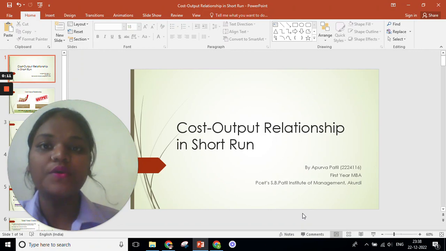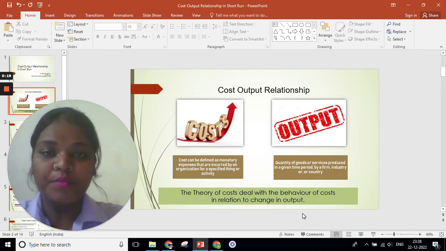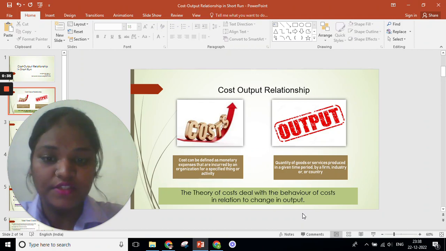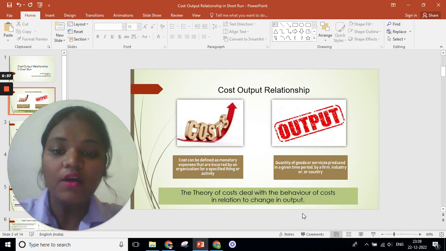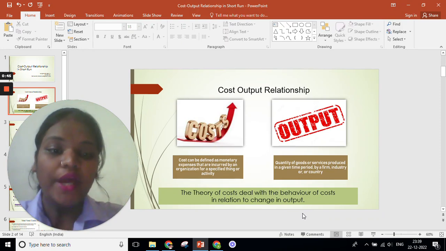Today I am here to explain cost output relationship in short run. So, what is cost output relationship? There are two terminologies in the concept, cost and output. The name itself suggests that there is a relationship between cost and output. Cost can be defined as monetary expenses that are incurred by an organization for a specific thing or activity, whereas output can be termed as quantity of goods or services produced in a given time period by a firm, industry, or a country.